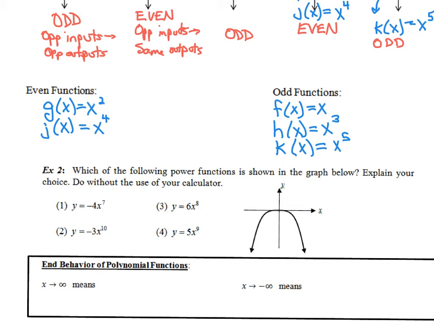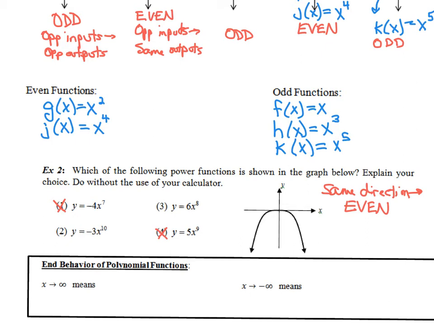I see that for the graph in exercise number 2, both of the ends are going in the same direction. So same direction is going to tell me that this must be a power function that has an even exponent. It is an even function also because it's symmetric with respect to the y-axis. So that tells me that automatically I'm going to eliminate choice number 4 because that has an odd exponent, and choice number 1 because that also has an odd exponent. But now we have two choices for our function. Is it 6x to the 8th or is it negative 3x to the 10th?